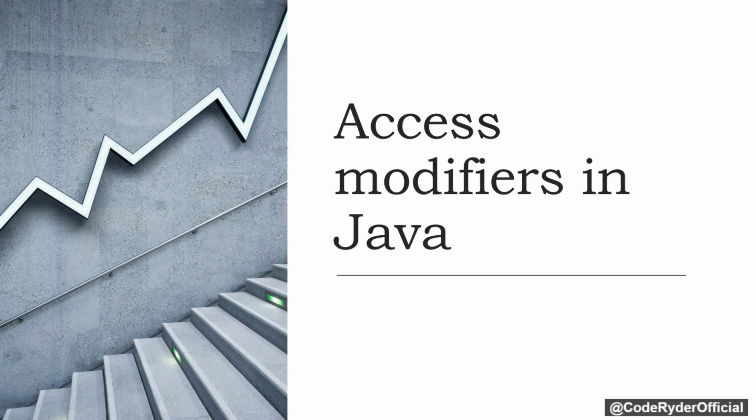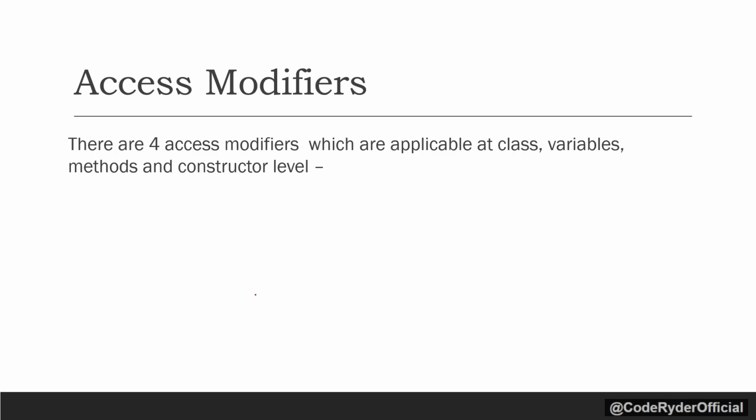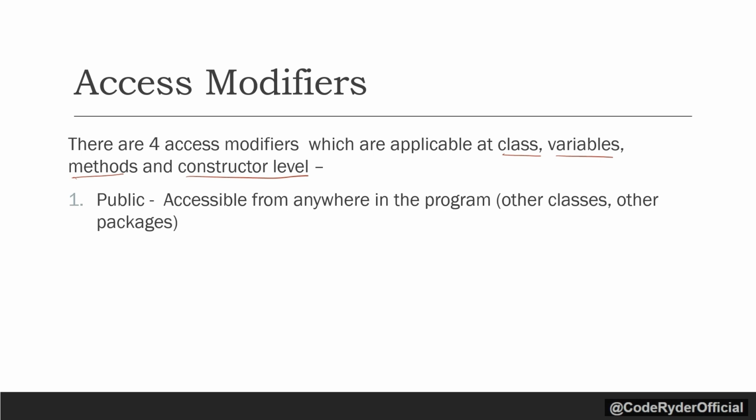All right. So what are access modifiers in Java? There are four access modifiers which are applicable at class, variables, methods, and constructor level. First one is public. By public, it means that it is accessible from anywhere in the program.